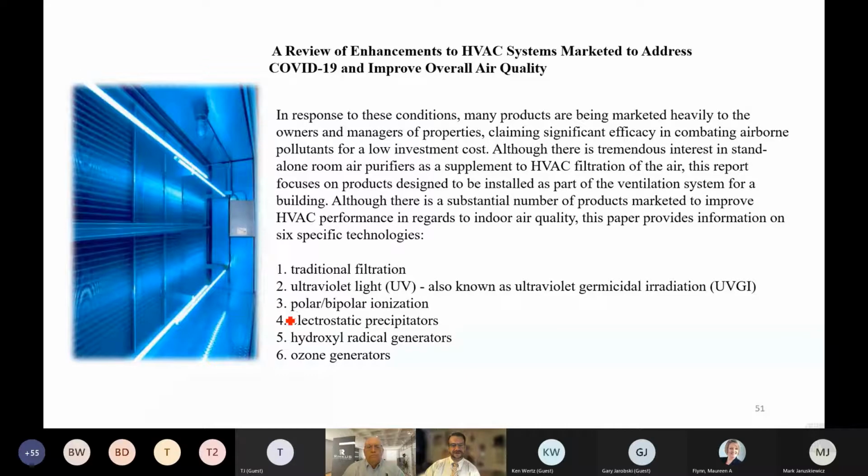These electrostatic precipitators generate a high corona and they have a receptor plate. Too much information for most of us to know. But what happens is it positively charges all particles passing through, and then they get attracted to the plates. All of these things require maintenance, though.